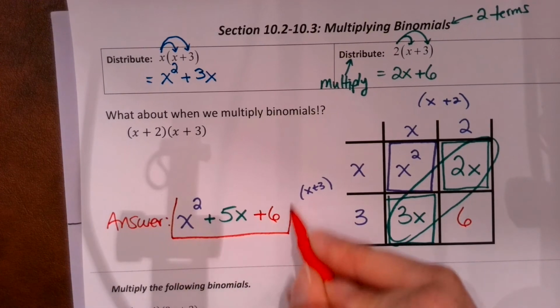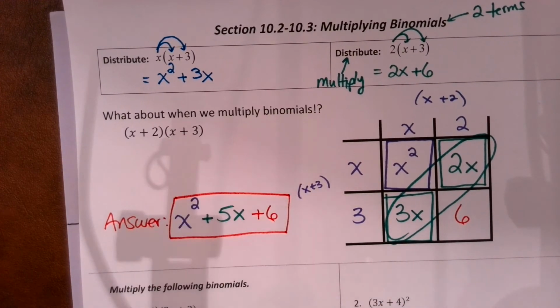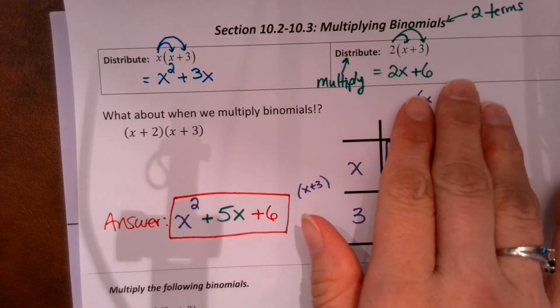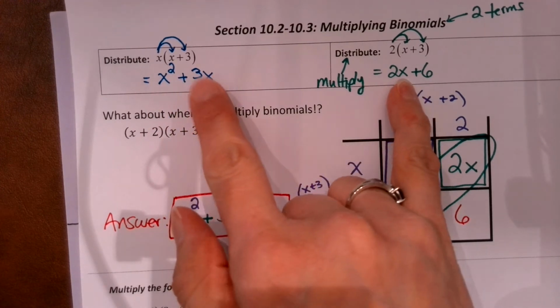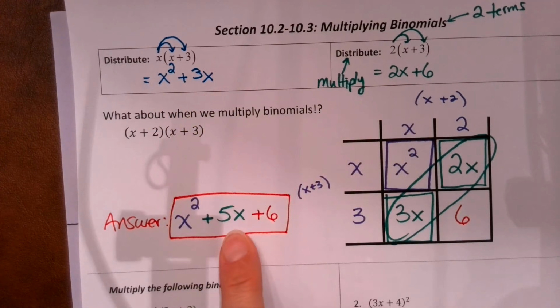So when you multiply the two binomials like that, you get the trinomial. And that's kind of what happened up here. We have the x squared, we have the 3x, but then we have the 2x, and those combine to make the middle term.